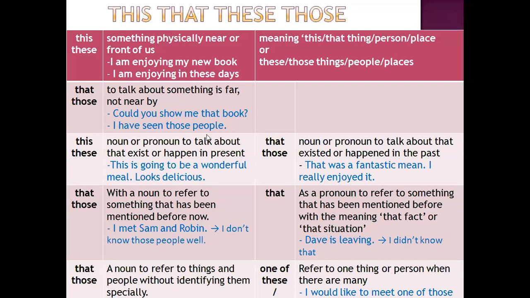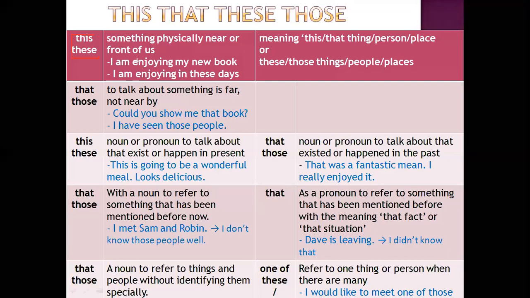Okay, so here, have a look at your screen. On your screen, for example, these and those. You see that? So when we talk about something physically near or in front of us, in this case, we're going to use this or these. What's the difference between them? Who can tell me?